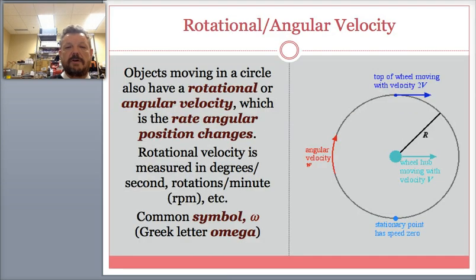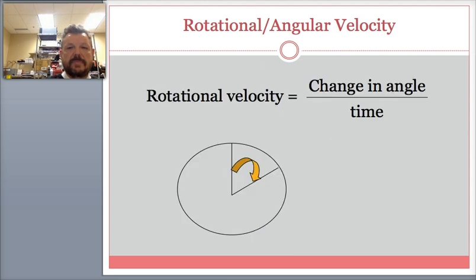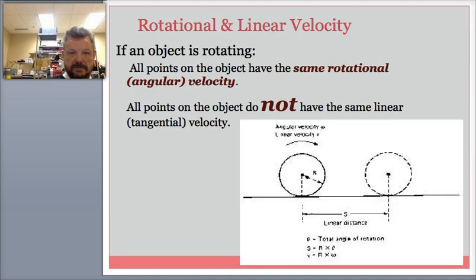Objects moving in a circle also have rotational or angular velocity, which is the rate at which angular position changes. Rotational velocity is measured in degrees per second, rotations per minute, etc. The common symbol for this value is the Greek letter omega. So the rotational velocity is equal to the change in angle divided by the time.